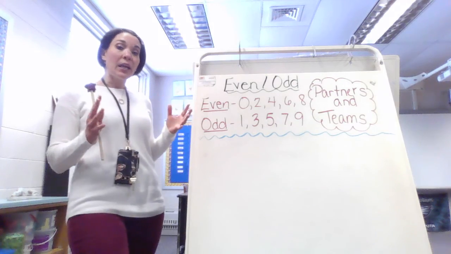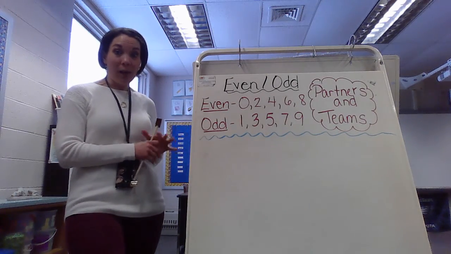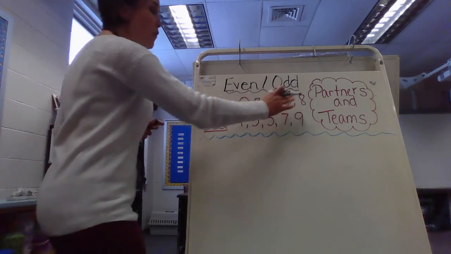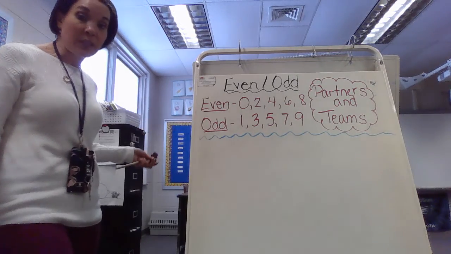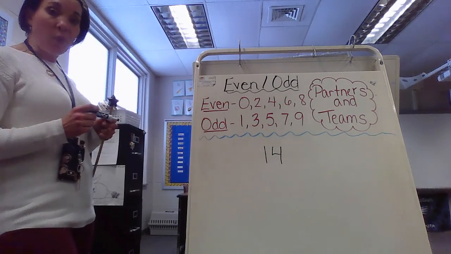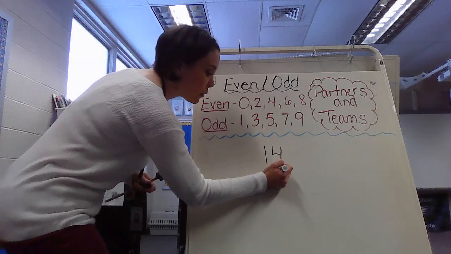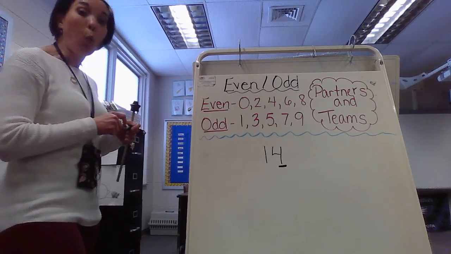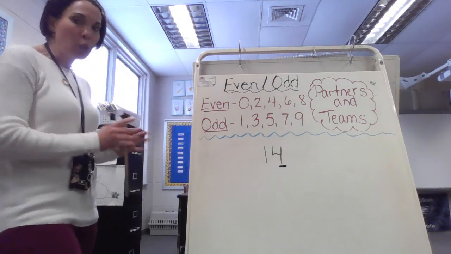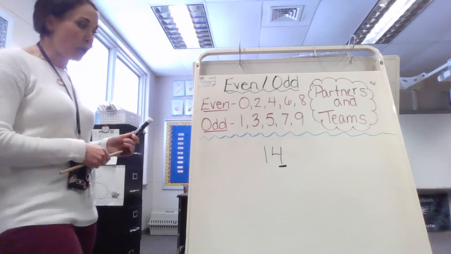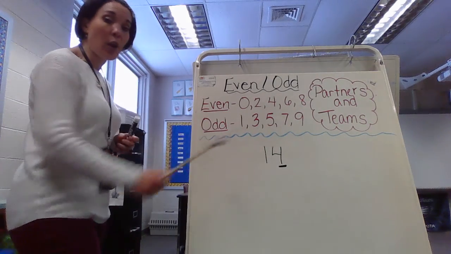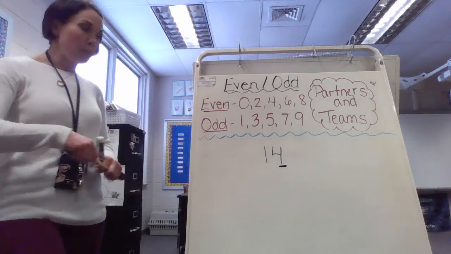The cool thing is, when we were talking about place value last time, we could take any number and, as long as we follow those little rhymes, figure out if it is even or odd. Let me put any random number up there. The number is 14. You can determine if a number is even or odd just by looking at the ones place. That is exactly where you're looking. 4 is an Even Steven, so the number 14 is even.